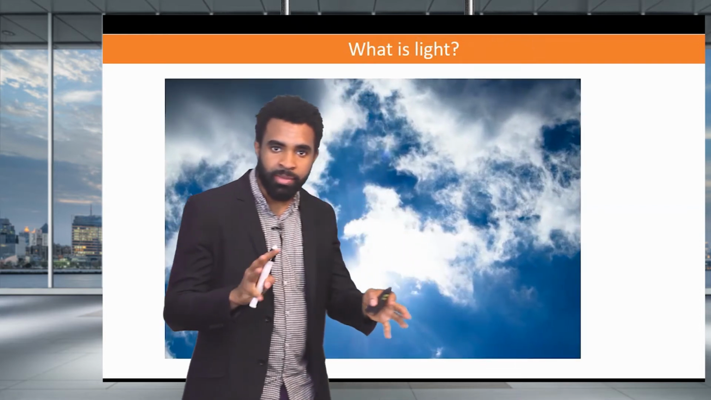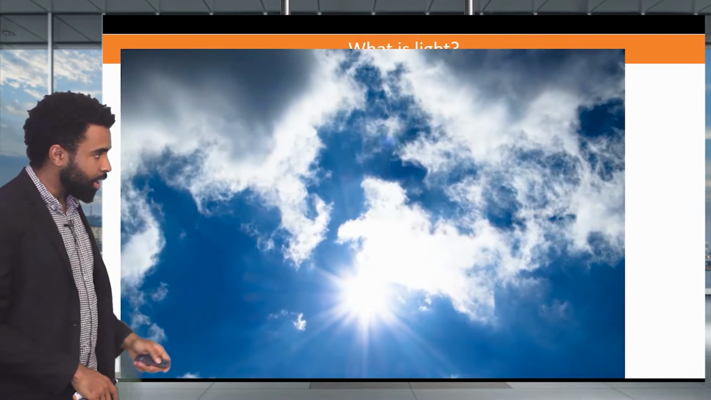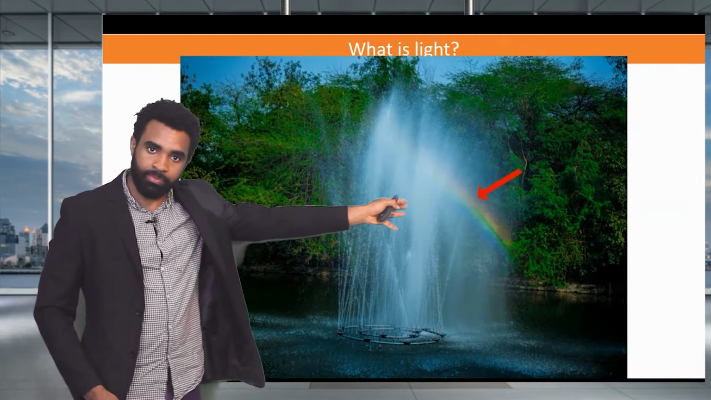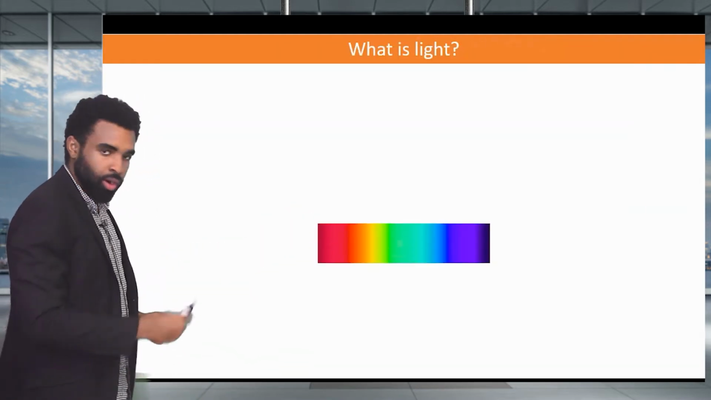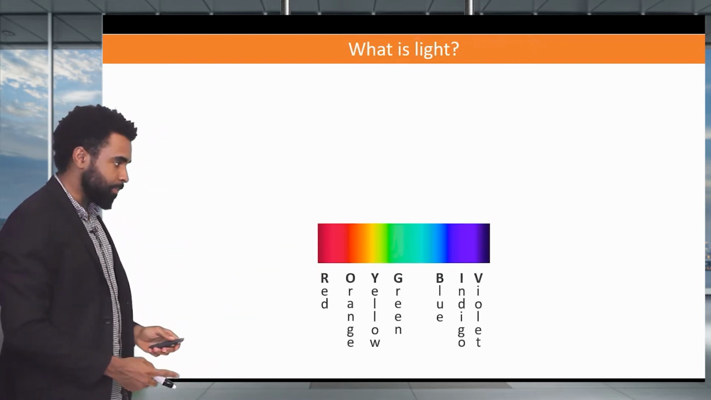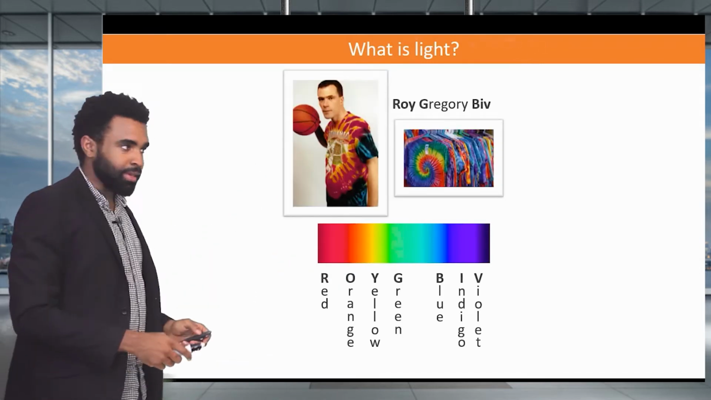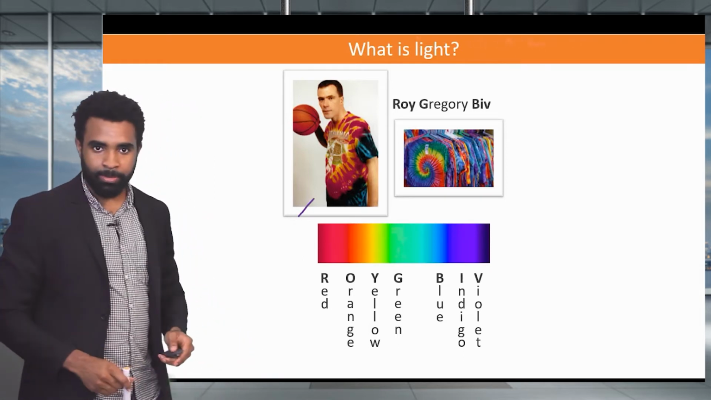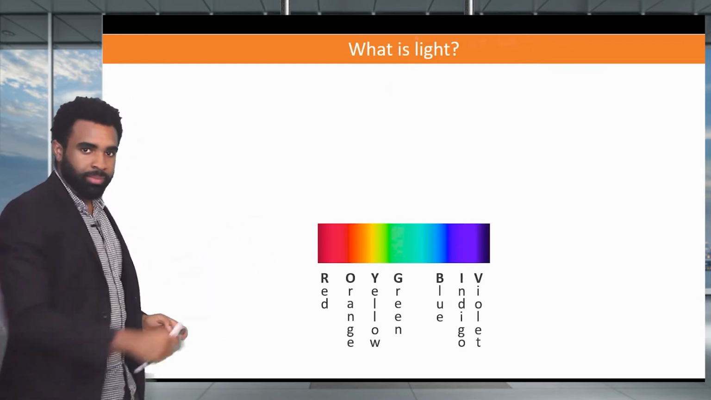You are probably familiar with the fact that if you take what seems like white light and you pass it through a prism or just some water, you get a spectrum of colors. We call those colors stereotypically red, orange, yellow, green, blue, indigo, and violet. You can remember that order by thinking of the mnemonic Roy G. Biv likes to wear tie-dye, rainbow-colored shirts. But what actually are we looking at when we look at this spectrum of colors?